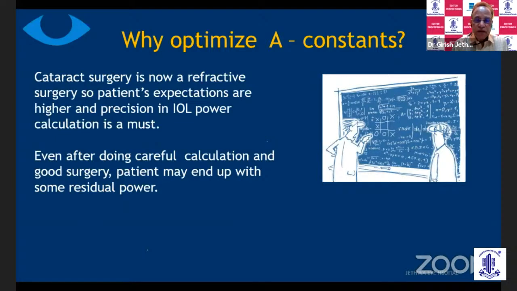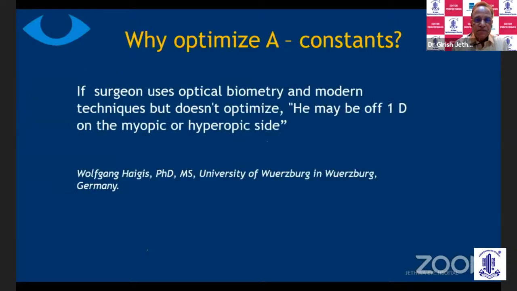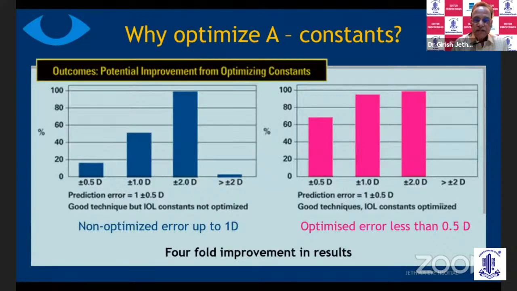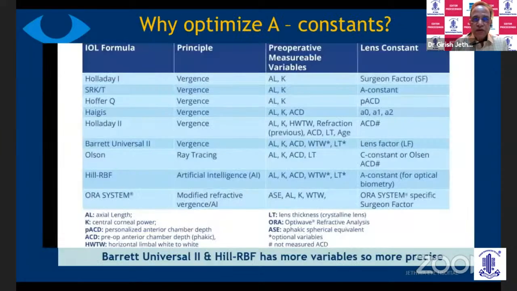Even after doing the careful calculation and very good surgery, the patient may end up with some residual power. If the surgeon uses optical biometry and modern techniques but does not optimize, he may have one diopter on the myopic or hypermetropic side. Here we can see the comparison of the two charts. In the first one, there is non-optimized A constant, and on the right side, there is optimized A constant, and there is a 4-fold improvement in the results. So optimization is very important in A constant, getting a good A constant.